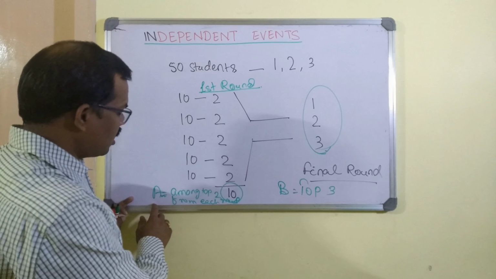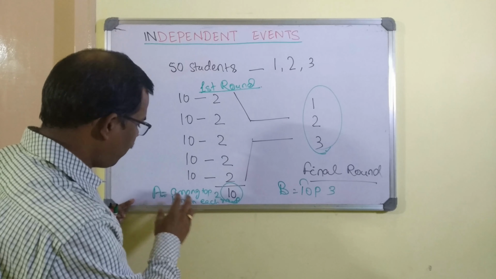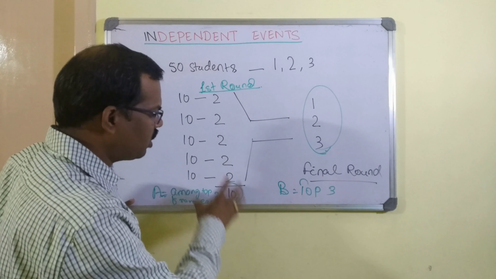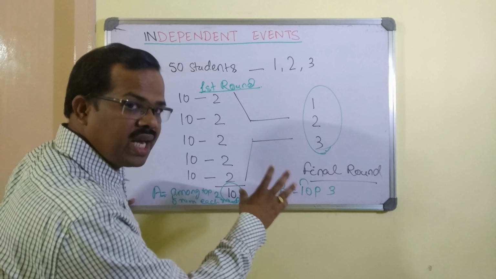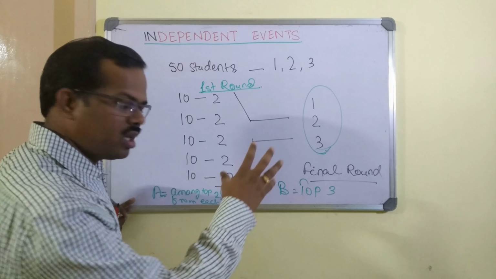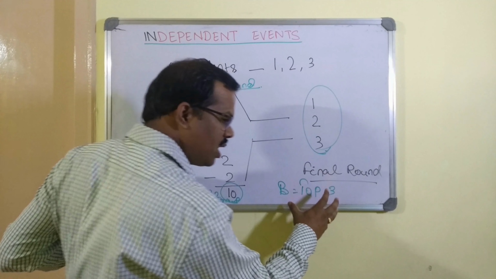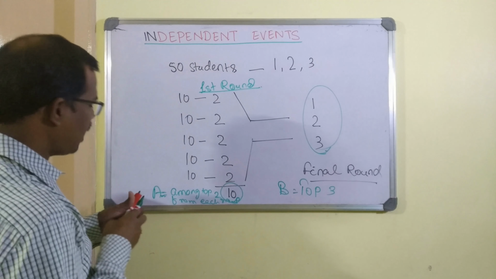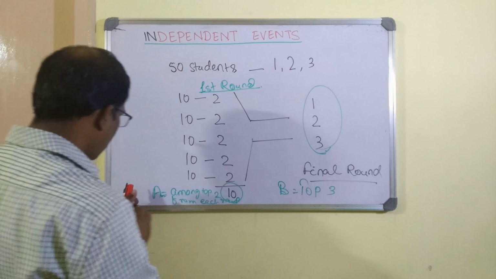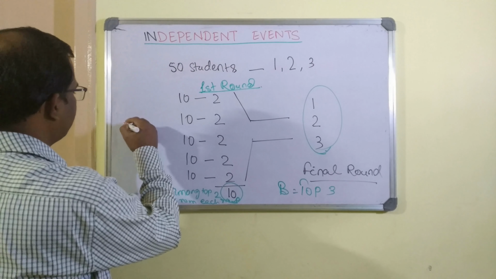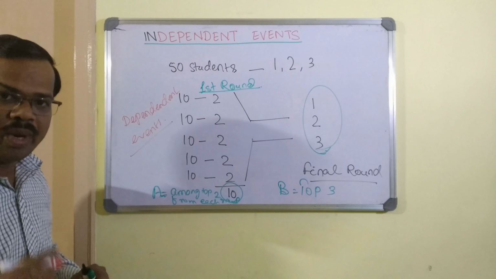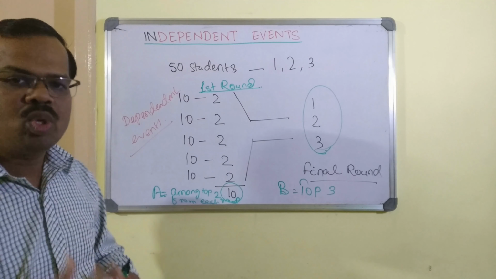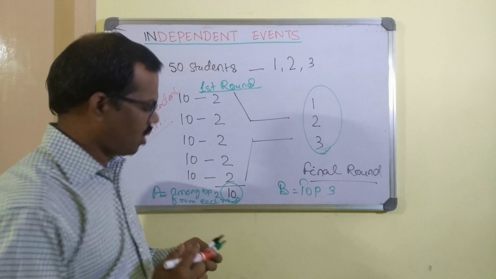Event A is coming among the top 2 from each group. Now these two cannot be independent events, right? The event B is always dependent on event A. So this type of events are called dependent events. Let me give you some more examples.